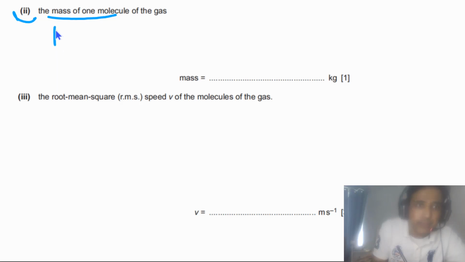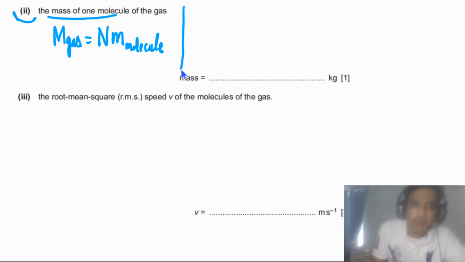So we can simply say in this case, total mass of the gas will be equal to number of molecules of the gas in the vessel times mass of single molecule. Now simply we need to plug in values.